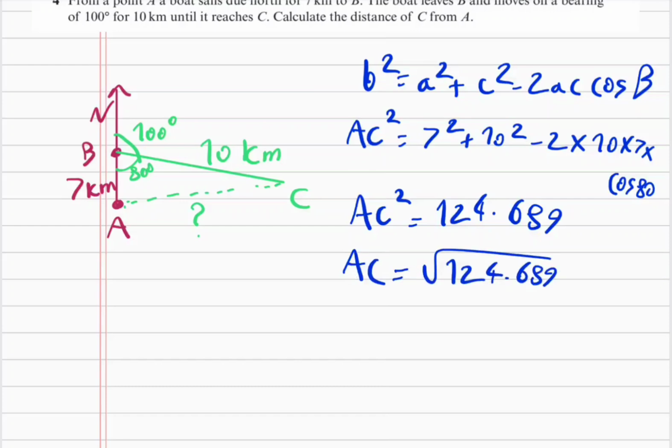That's one thing to be careful about with the cosine rule: once you have found this value, whatever it is, you need to take the square root of it to find the final value. So in this case, it's 11.2 kilometers to 3 significant figures, and that's the answer.